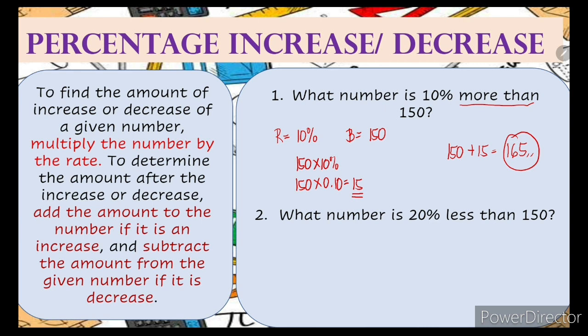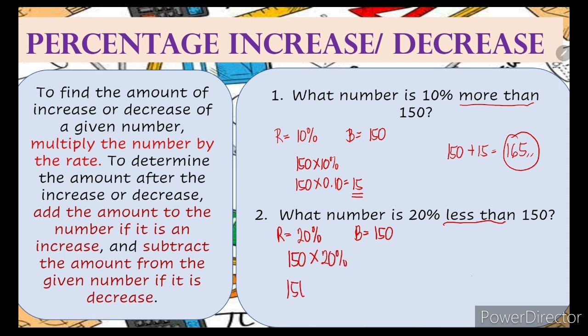Next, number 2. What number is 20% less than 150? So, given ulit ang ating rate, which is 20%, at ang base natin na si 150. So, hahanapin ulit natin dito yung percentage na nag-decrease dahil sa salitang less than. Okay? I-apply ulit natin. We will multiply the number, which is 150, sa ating rate na 20%.